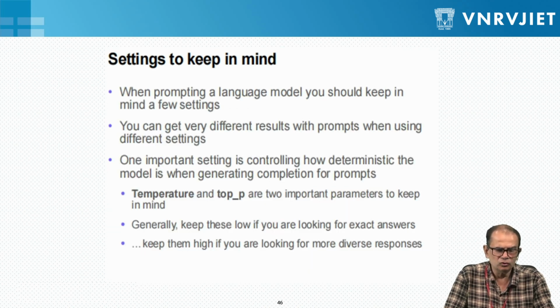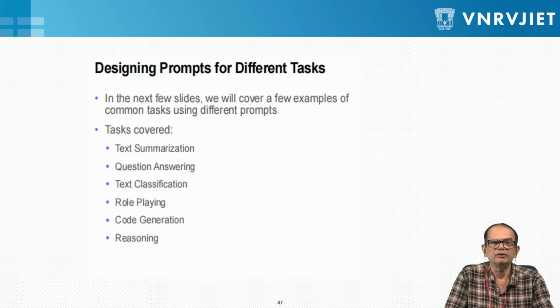We have to keep a few things in mind when we are prompting. We should give the right input, and we should set our temperature and also our top P. These are to be set properly. These are some of the parameters we need to set when giving a particular prompt, or when playing with the LLM.